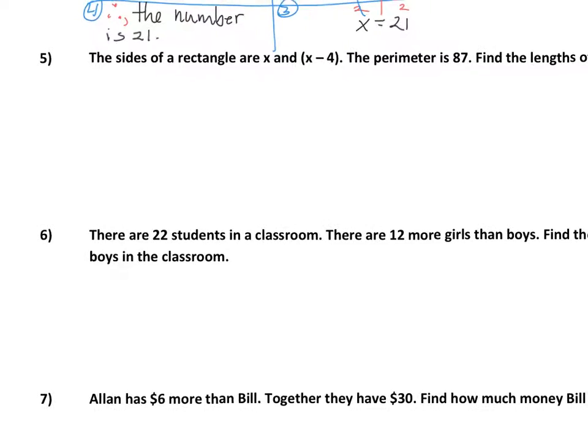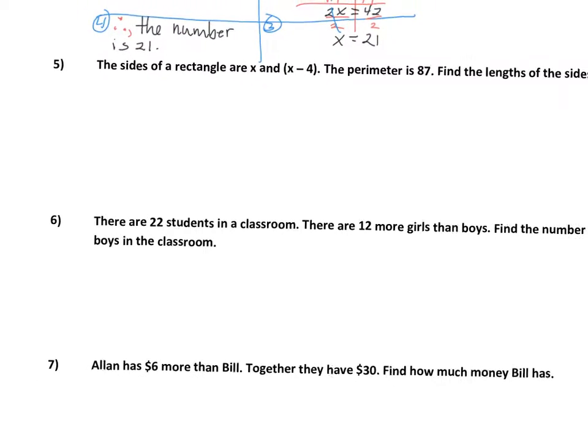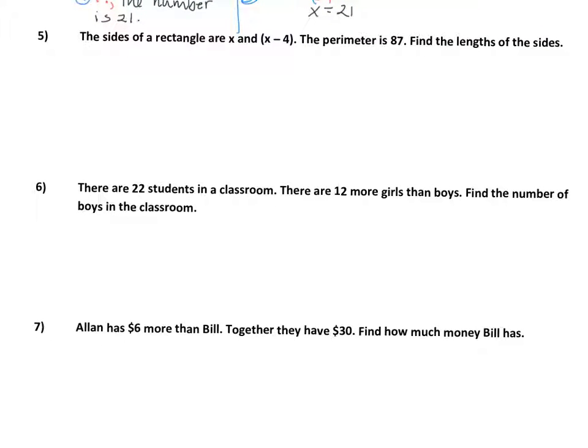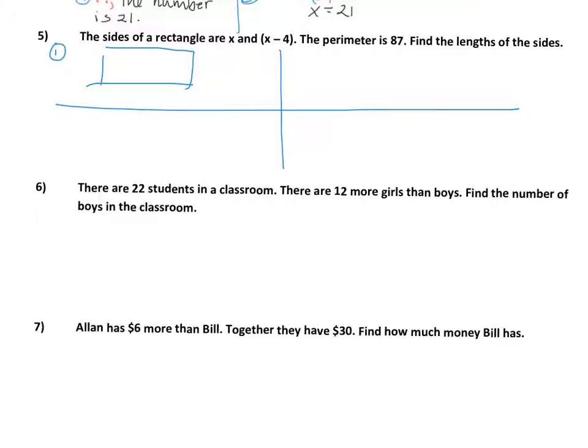I'm going to make it just a little smaller so we can read all of it. So for number 5, it's really a geometry problem. It talks about the sides of a rectangle. So oftentimes your let statement can actually be a picture. So because it's talking about a rectangle, I'm going to draw a rectangle. It says the sides of a rectangle are x and x minus 4. Since x minus 4 is smaller than x because of the subtraction, I'm going to let the width be x minus 4 and the length be x.